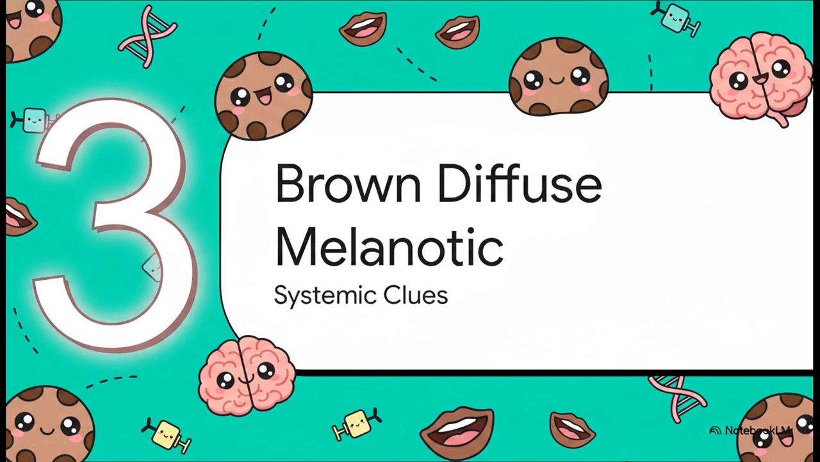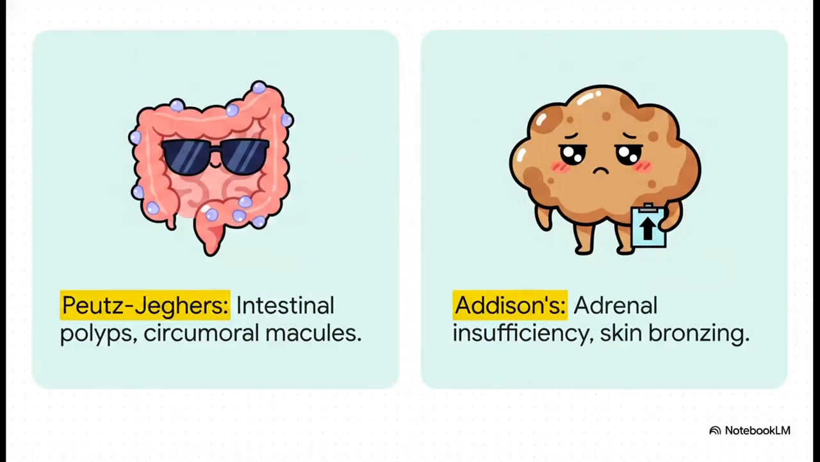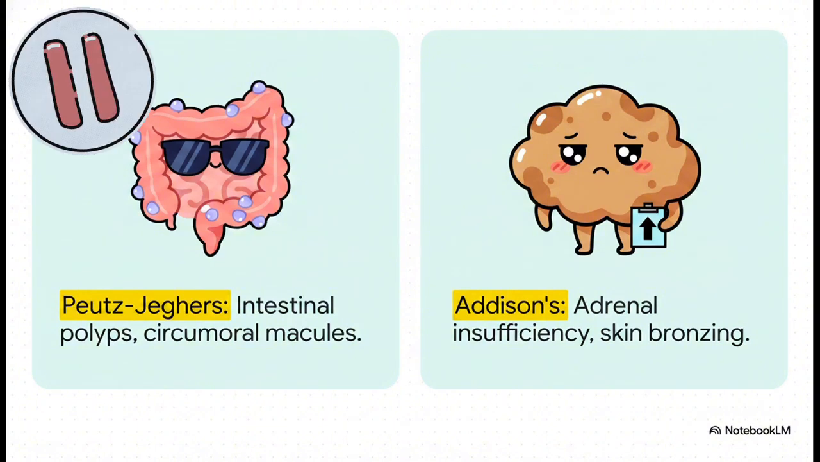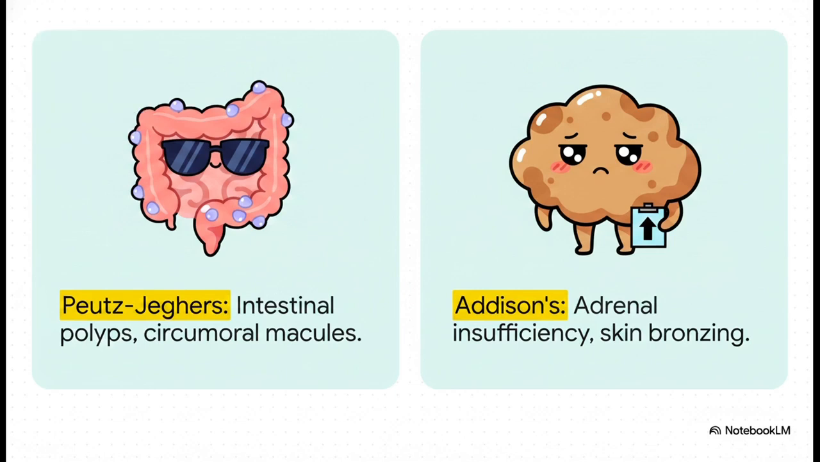Now, while focal lesions are often just localized issues, diffuse brown lesions frequently act like a window into broader systemic and endocrine conditions. And examiners love to see if you can differentiate these systemic syndromes. Whatever you do, don't confuse Peutz-Jeghers with Addison's disease. Like we just said, Peutz-Jeghers is an autosomal dominant disease marked by intestinal polyposis and multiple circumoral pigmented macules that ignore the sun. Addison's disease, on the flip side, is caused by hypoadrenocorticism, adrenal insufficiency.